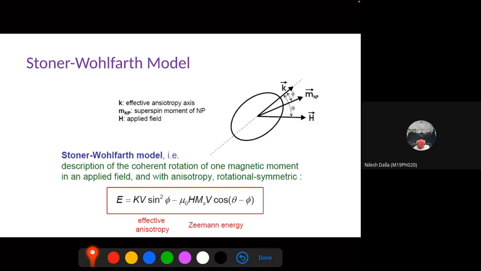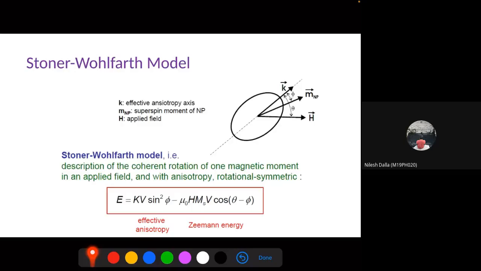In a typical magnetic cluster, what you have is a hysteresis, that means how the magnetization varies as a function of field, and how the magnetization varies as a function of temperature. These are the two things you are interested in in terms of their magnetic properties: how they vary with magnetic field and with temperature. There are two models to describe that.